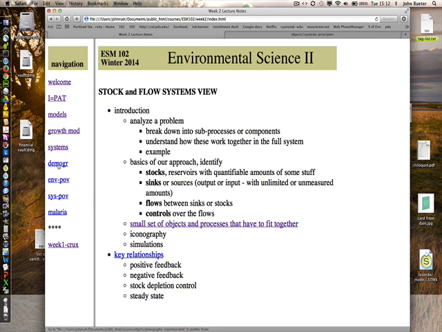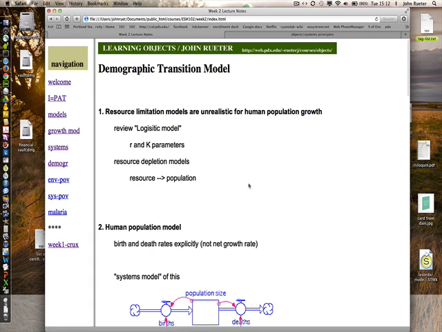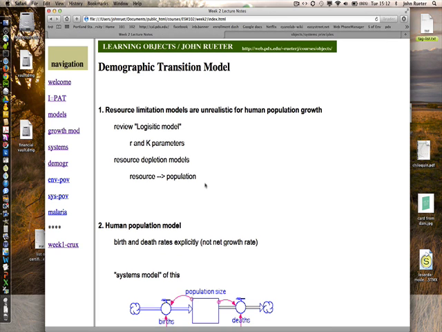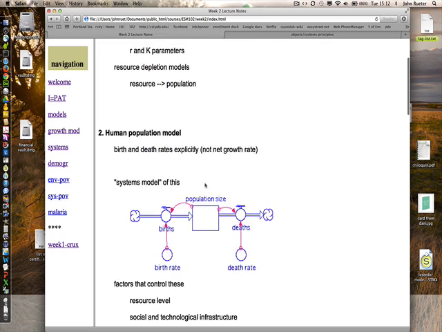Okay, let's apply this modeling approach to the demographic transition. And the demographic transition is the change in growth rate as the demographics of the population change. And we talked about resource limitation models, and these are unrealistic for people because, first, there's no such thing as a carrying capacity, and second, humans make decisions to control their fertility. They don't just leave it up to resource limitation.